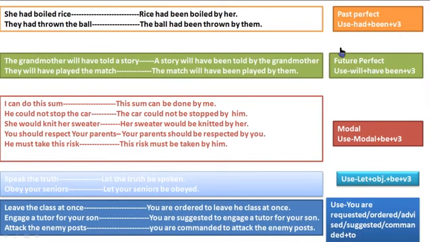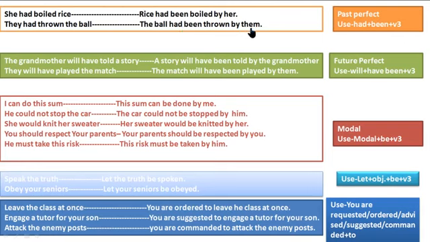The next tense is past perfect tense. In past perfect tense, we use had plus been plus the third form of the verb. The sentence is she had boiled rice. The object is rice. Had. We use been with had. The third form of be is been, boiled by her. The next sentence is they had thrown the ball. The ball is the object. Had been thrown by them.